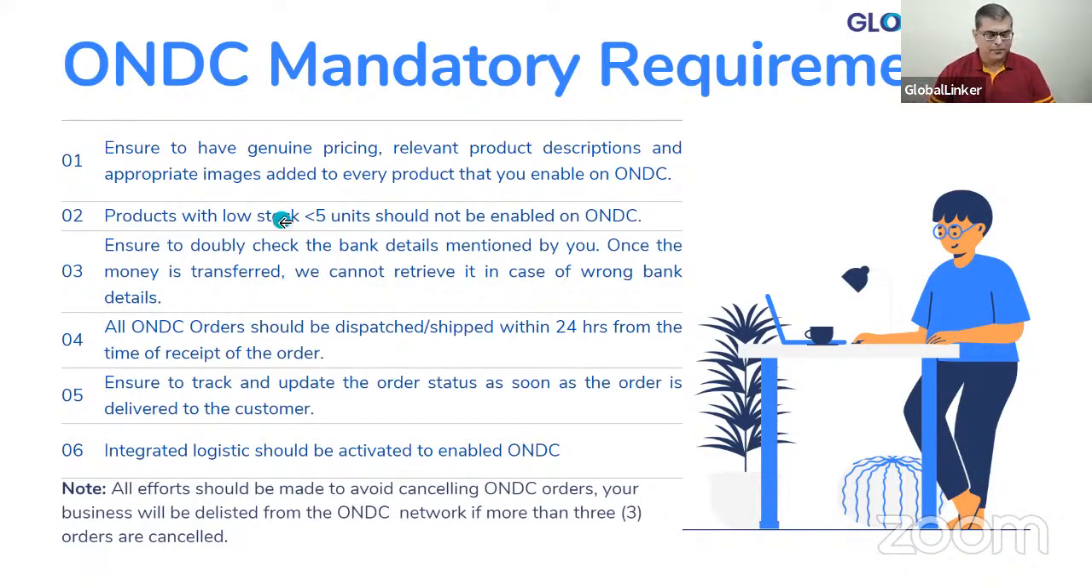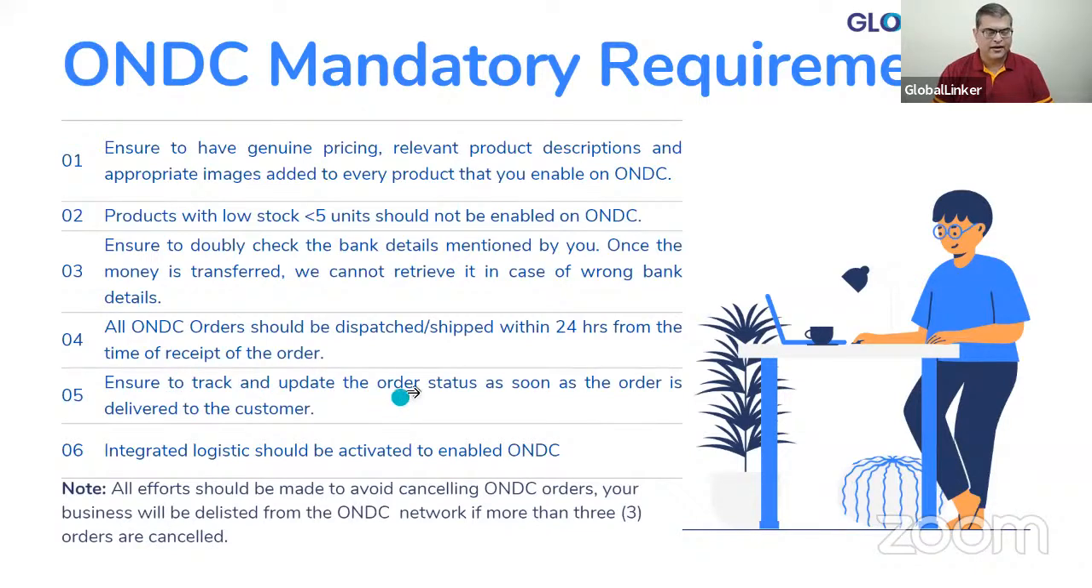Next, point number 3, and sorry, I'm just reading these points for your reference. Double check the bank details that you're entering, because if you add wrong bank details, then you will not get your money. Please ensure that all ONDC orders are dispatched within 24 hours. That is the SLA. So if I've received the order at, let's say, 10 a.m., then before 10 a.m. the next morning, you should dispatch that order.